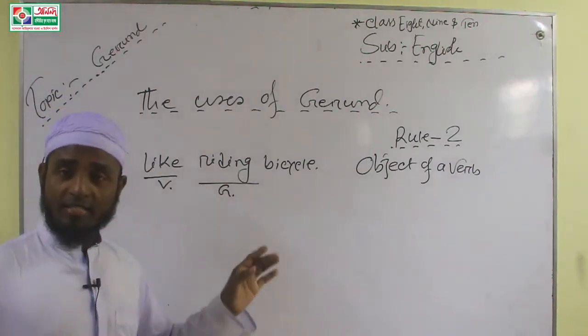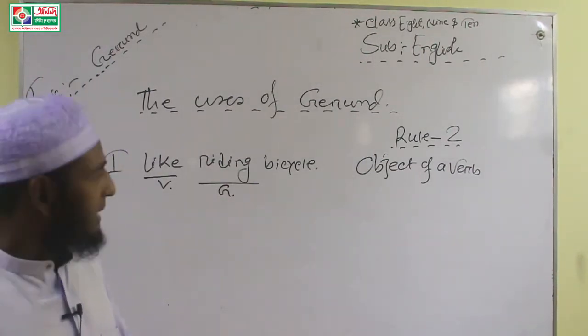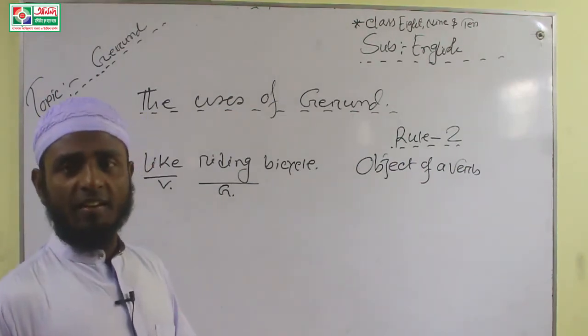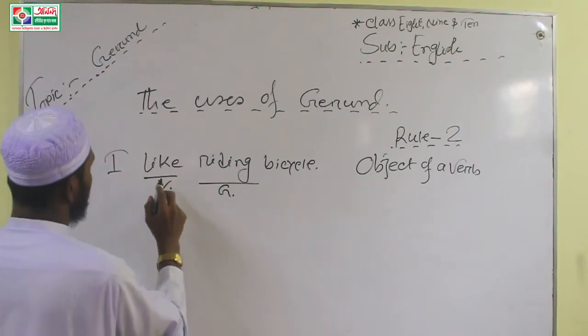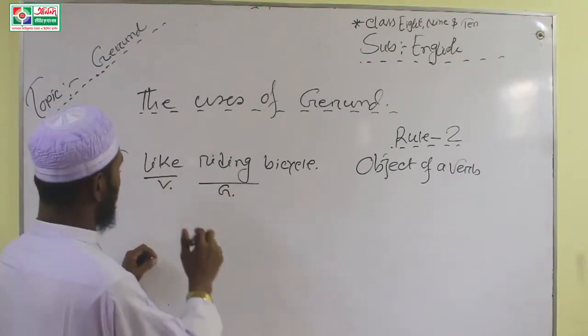Object is a word which is affected by verb. Okay. Actually, object always is affected by verb. So I like riding bicycle.